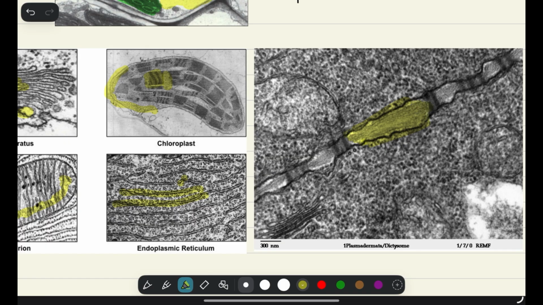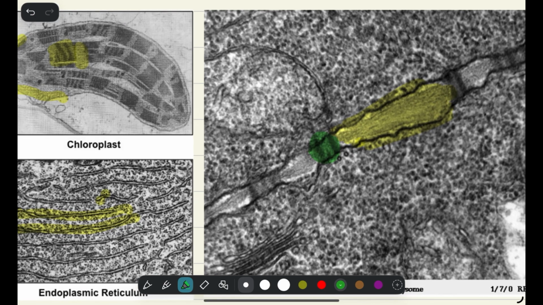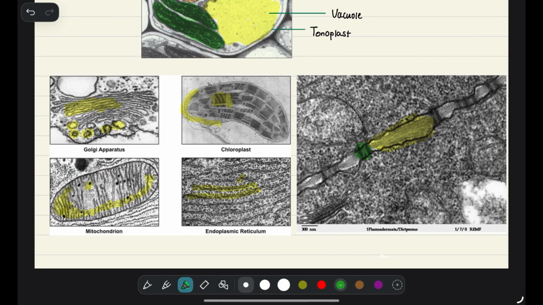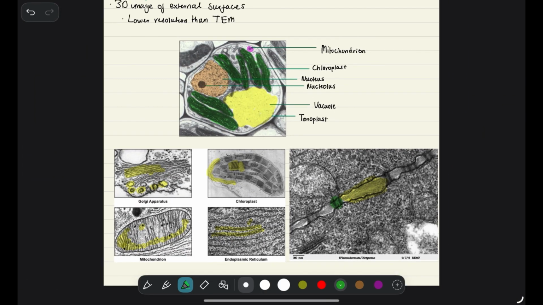And something that I'm hoping you can appreciate as well, I'll do it in green, is this here. So that's a gap in the cell wall. So that's your plasmodesmata. So again, I'm just showing you things, but you need to really be able to practice in your own time taking an electron microscope image and seeing what's going on.